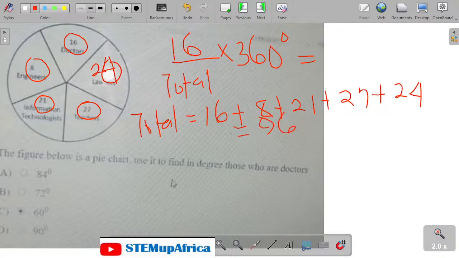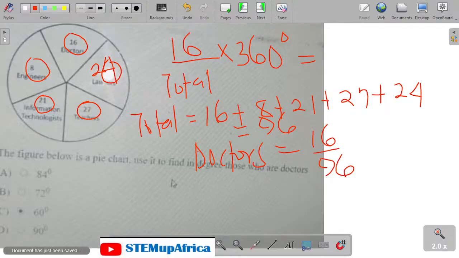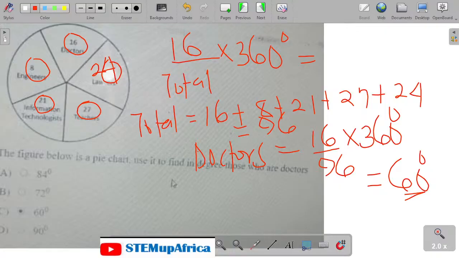So the sector of doctors is the amount of doctors, which is 16 over 96, times the sector, which is a circle, 360. So 16 times 360 divided by 96 will give us 60 degrees as the sector for doctors. That happens to be option C. So these are some of the questions.